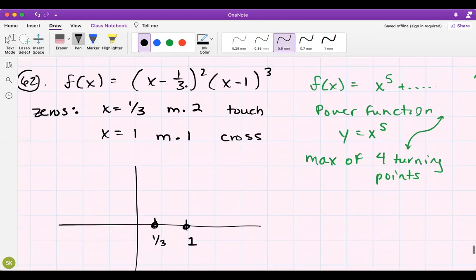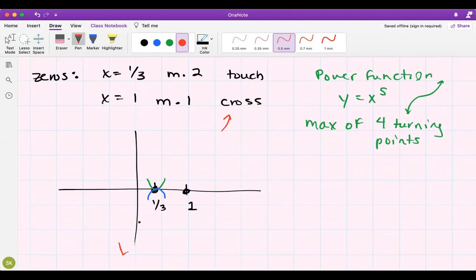And then we know that we touch at 1/3. So our options here are that we touch like this or we touch like this. But how do we figure out which one we have? Well, we're going to look at the end behavior. We know that at this end we should be going up, and at this end we should be going down.